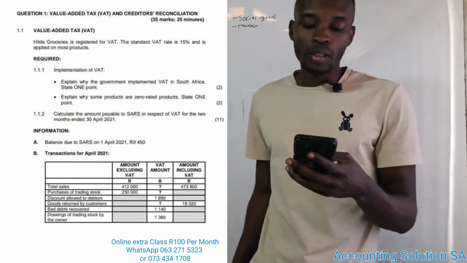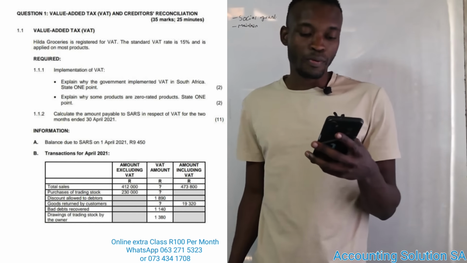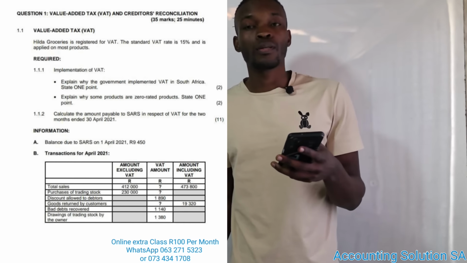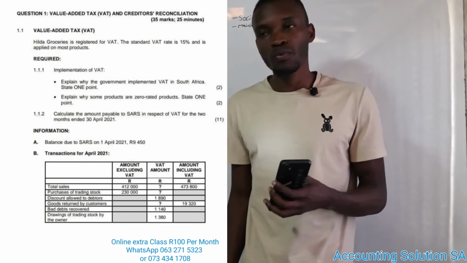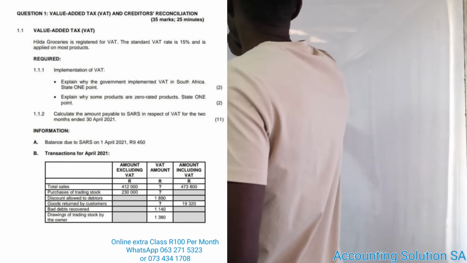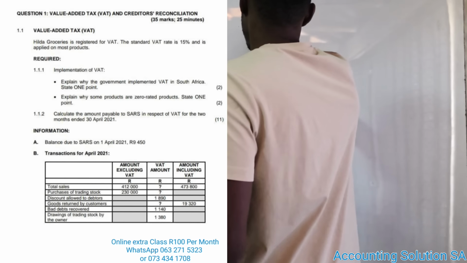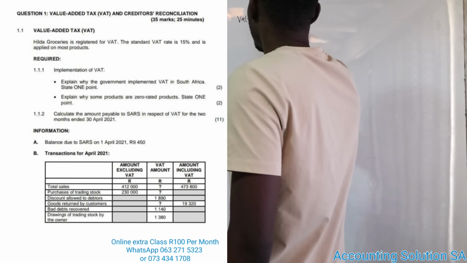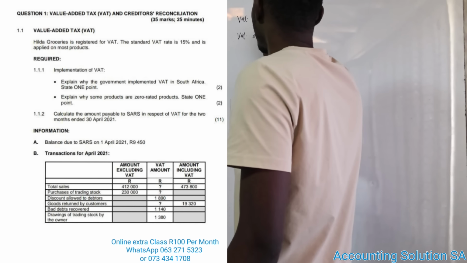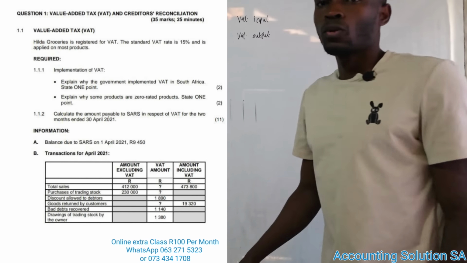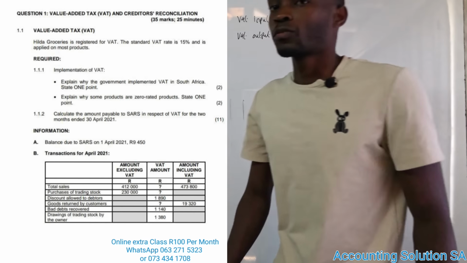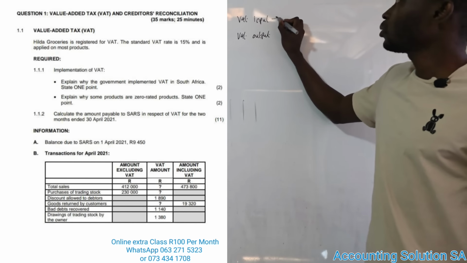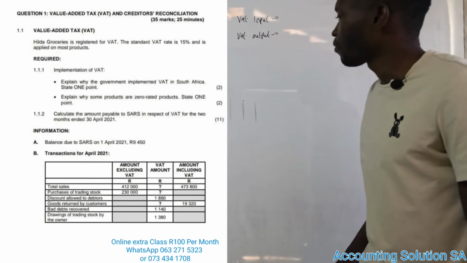The other question says: calculate the amount payable to SARS in respect of VAT for the 2 months ended 30 April 2021. Guys, before we start with this question, I have to explain something here. You must understand what VAT input is and what VAT output is. VAT input and VAT output are not the same thing.